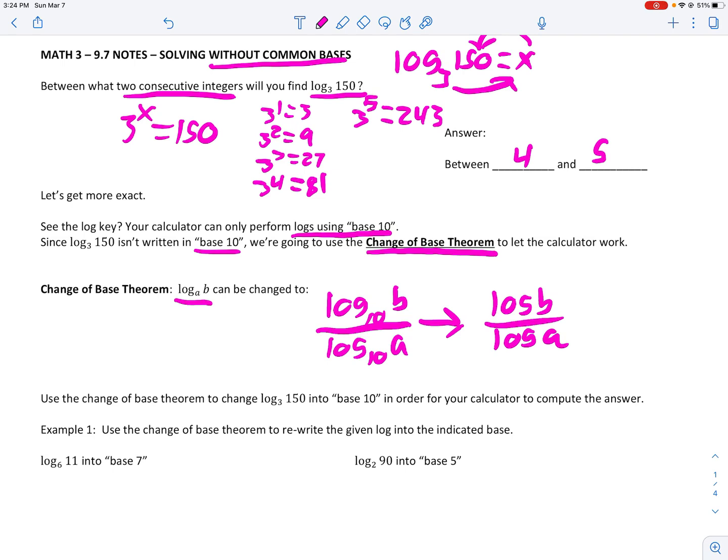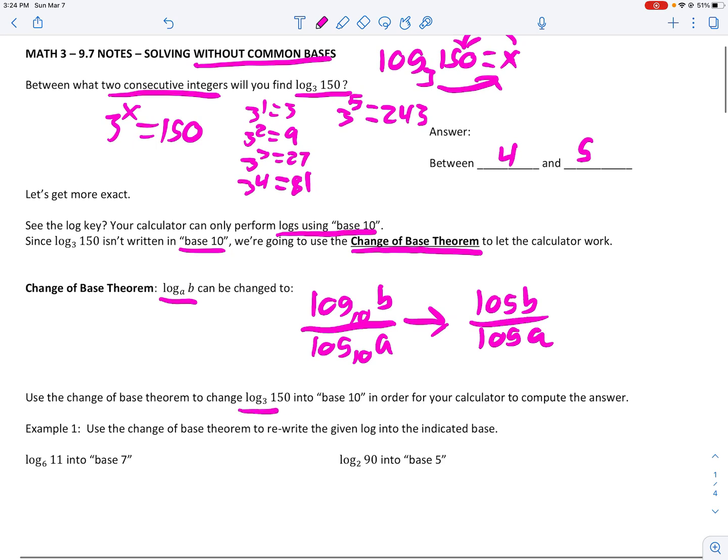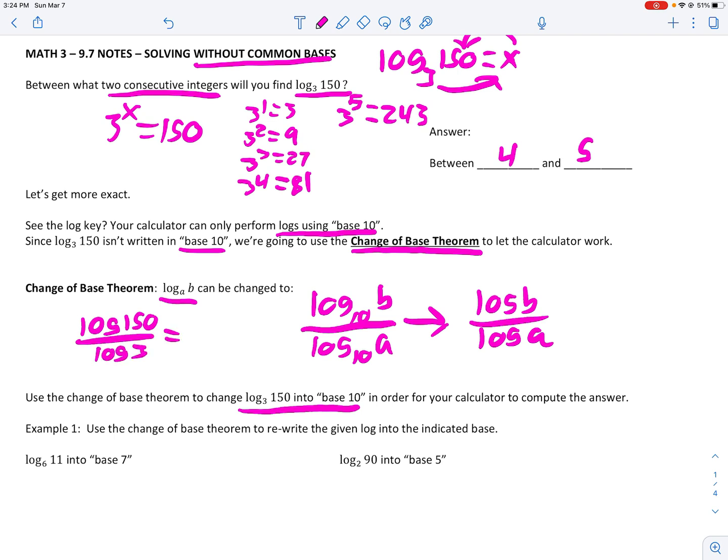So use the change of base theorem to figure out what is log base 3 of 150. We're going to change it into base 10 and use our calculator. So this would be log of 150 divided by log of 3. If you grab a scientific calculator, or if you have your phone, you could turn it sideways, and you do log of 150 divided by log of 3, you get 4.561.